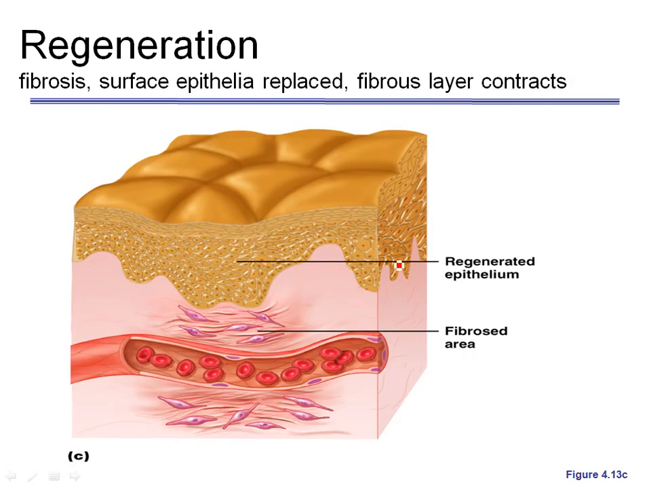And lastly, we have regeneration. Regeneration is noted by fibrosis. That's scarring. You have extra fibers laid down to reinforce this repair. The surface epithelial is completely replaced at this point. All these fibers in this fibrosed area contract, pull in, again to reinforce the repair. You can see the blood vessels completely fixed, and in some people they'll scar.